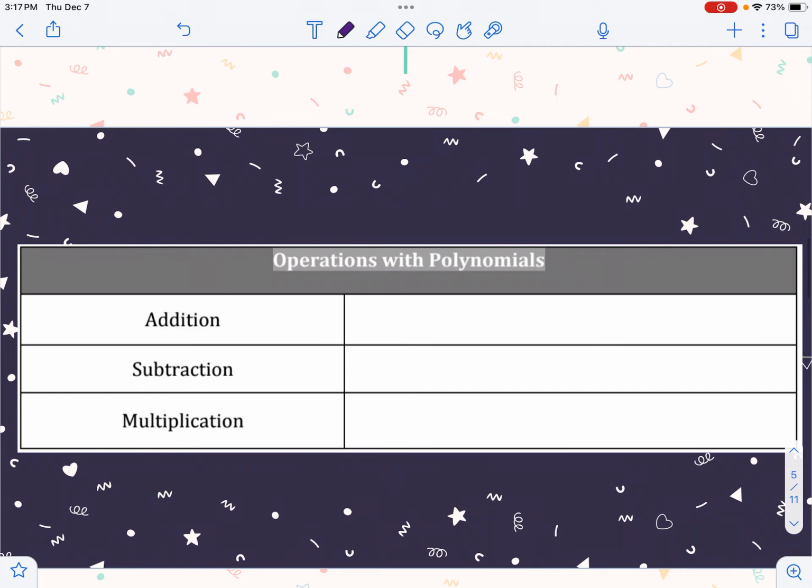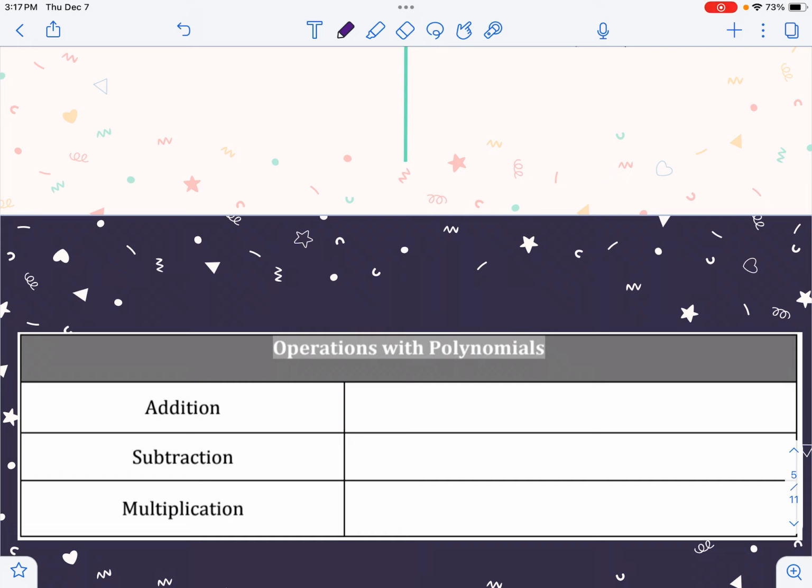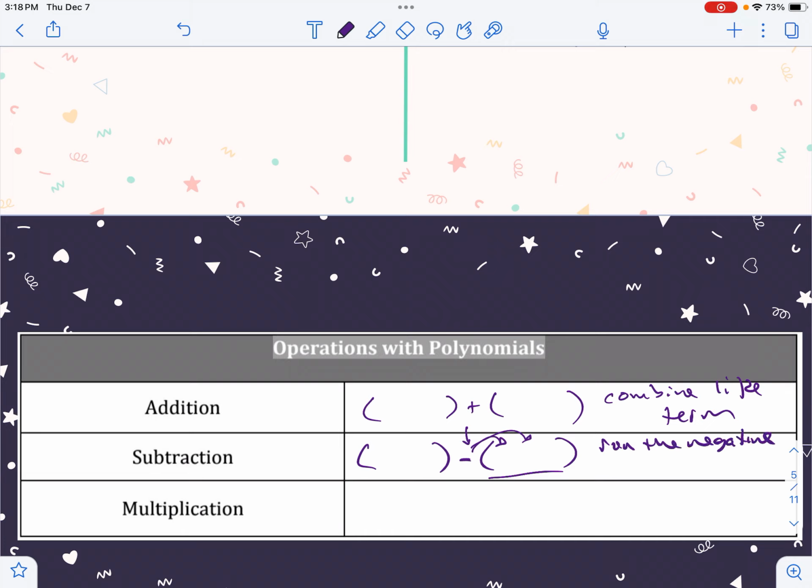Addition, subtraction, and multiplication with polynomials. Okay, so with addition, basically you have 2 sets of parentheses and you're adding them. You just basically combine like terms. And we'll do a problem like that in a minute. For subtraction, there's a minus sign in between them. You've got to run that negative through the quantity, change the sign of these 2 terms inside the parentheses, and then combine like terms. So run the negative and combine like terms.